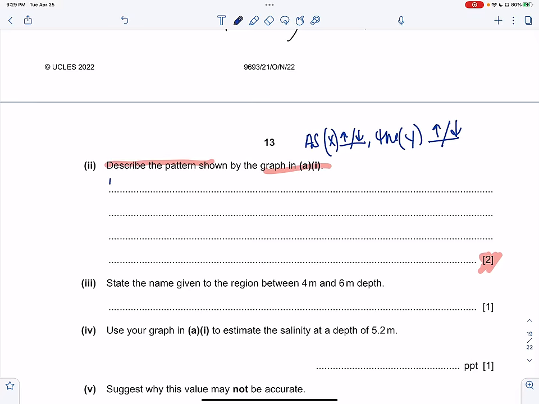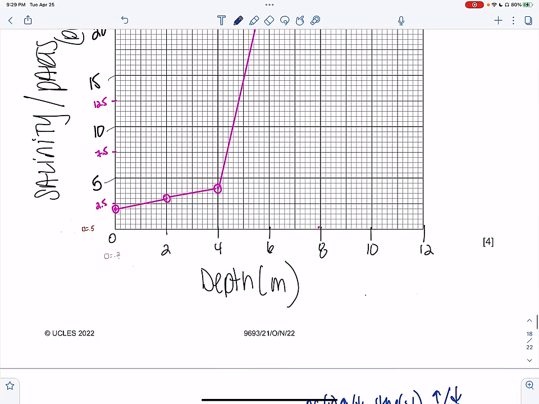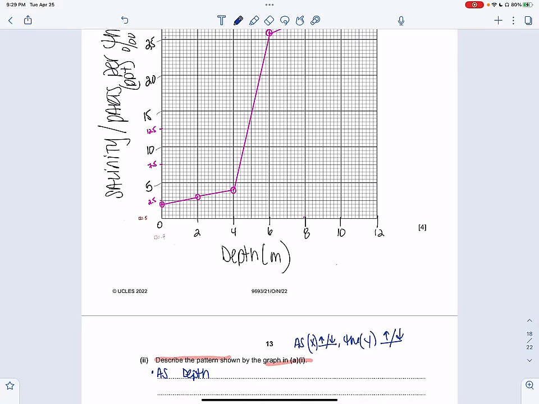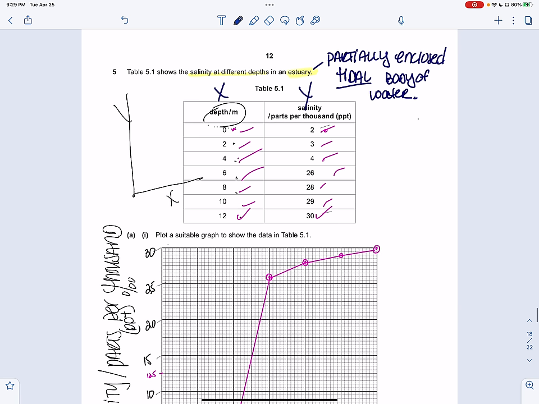As depth, that's my X. And what are these numbers doing? They are going 0, 2, 4, 6, all the way up to 12, where you can see here these numbers are increasing. Then the salinity, 2, 3, 4, 26, 28, 29, 30, they are increasing.